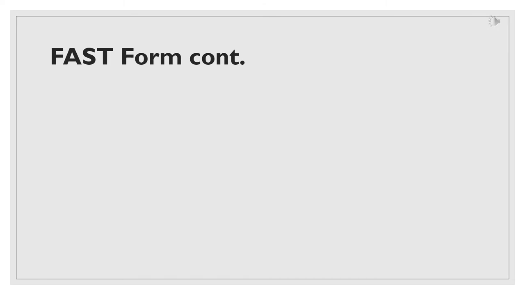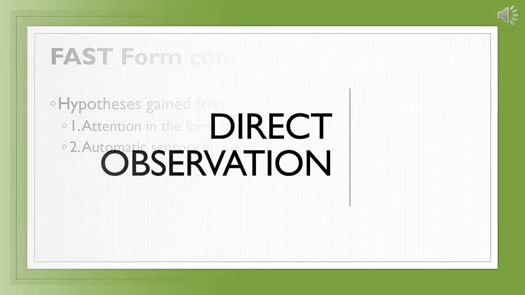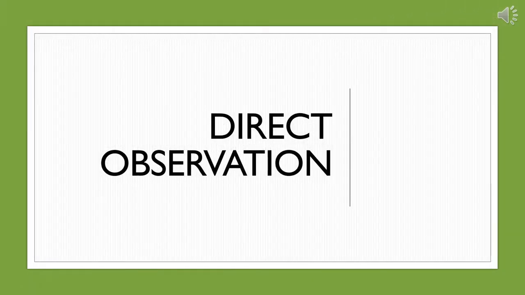Jane received a 4 on the attention scale for the questionnaire and a 3 for the automatic sensory stimulation portion. Because of this, the scorer would hypothesize that these are possible functions of Jane's SIB. We will now discuss the direct observation methods used to assess Jane's behavior.